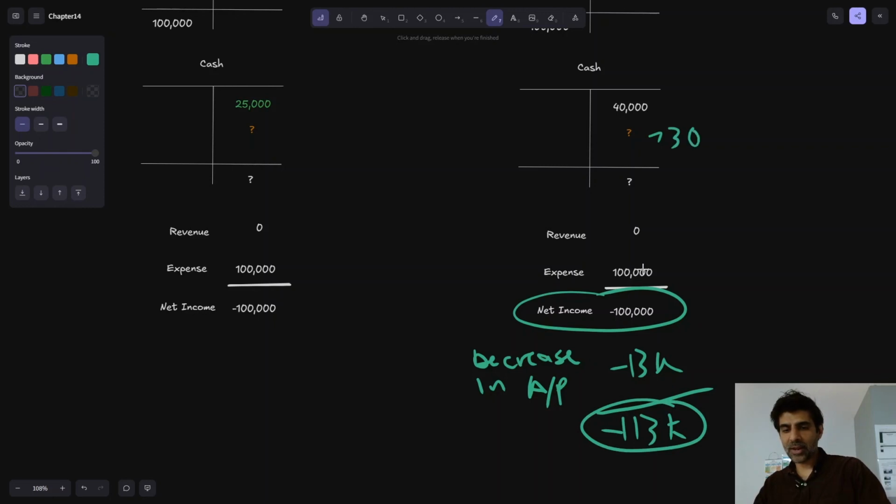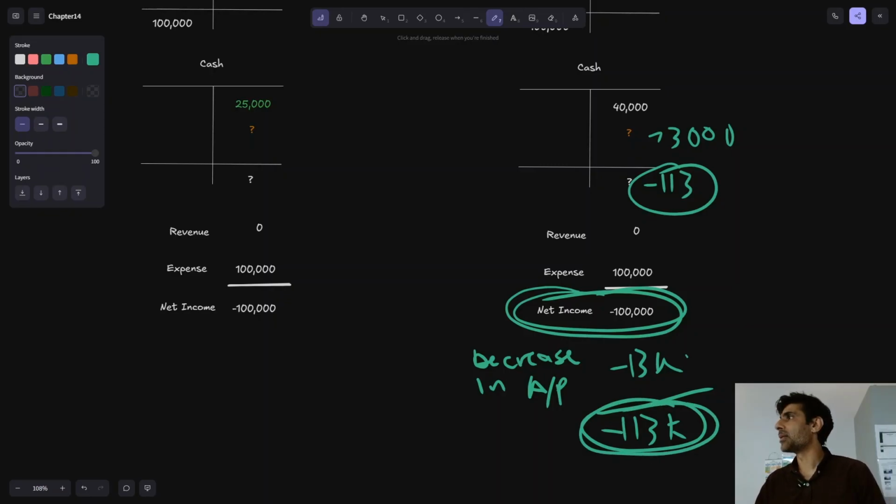Remember, we had 73K here. So when we add this up, it's negative 113. So that was what changed in this period. We did have a cash outflow of 113,000. So we started with this number and we adjusted it, and we now exactly know how much cash went out.